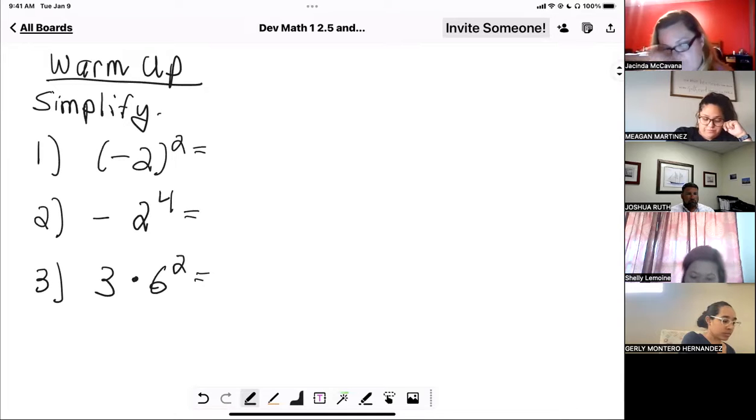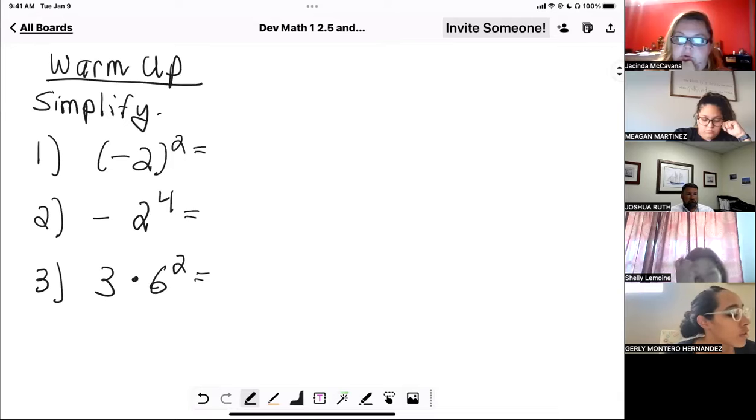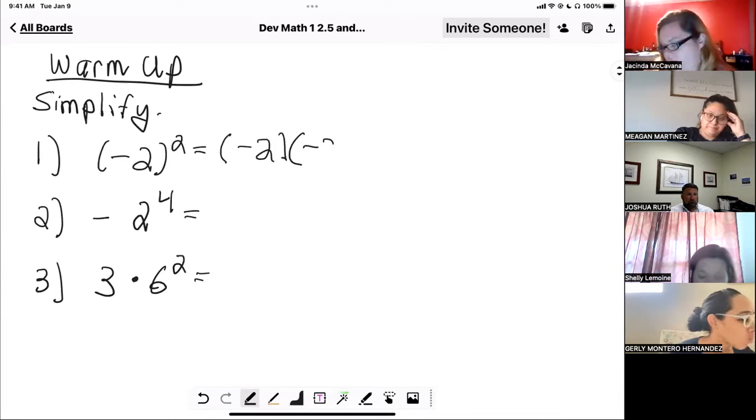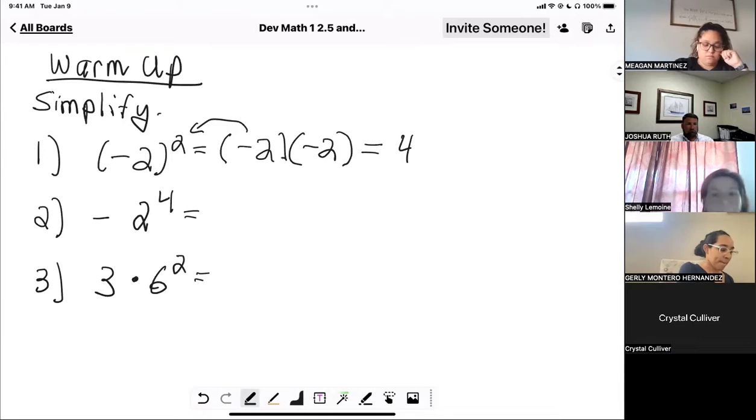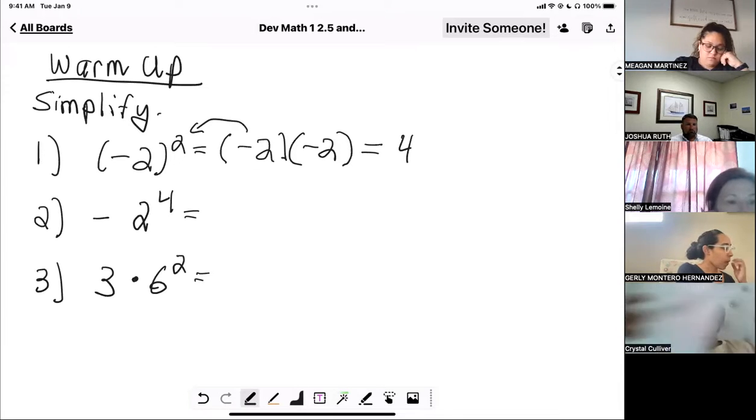So the first one says, in parentheses, -2 to the second power. That just means that we have -2 twice. And then we can multiply them. So -2 times -2 would be +4. And by doing what we just did here, we did our exponent. So parentheses is already simplified. We went to the exponent and we made it two multiplying parts and made it 4.